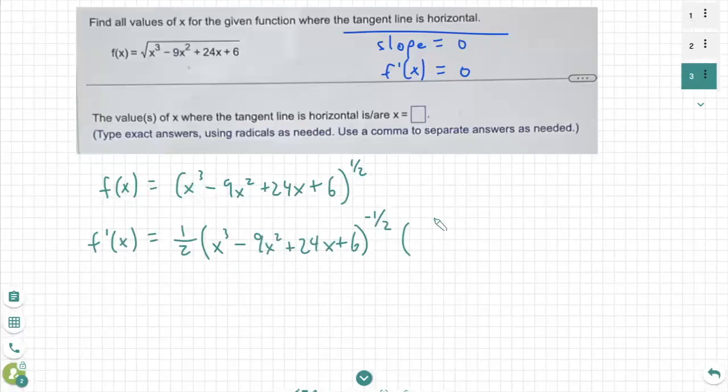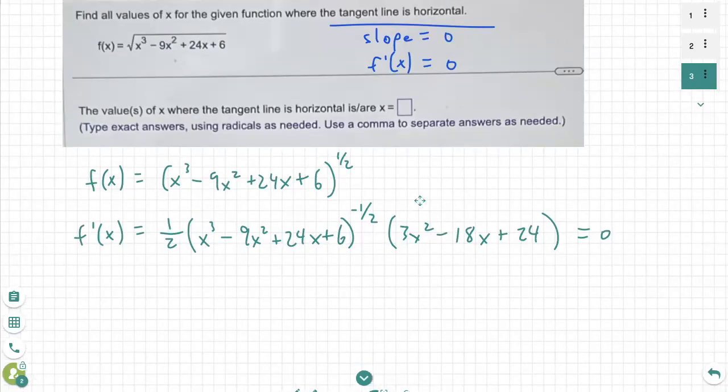So then 3x squared minus 18x plus 24. And is that whole thing what we set equal to 0? Yeah, exactly. The derivative equals 0. And then now we have to solve for x. Oh gosh, okay. If you rewrite it, you'll see that it's actually not too difficult.